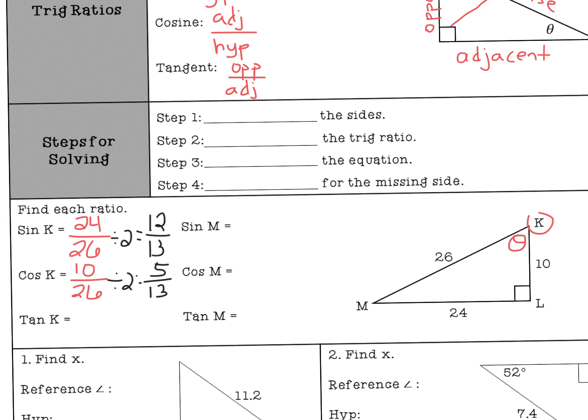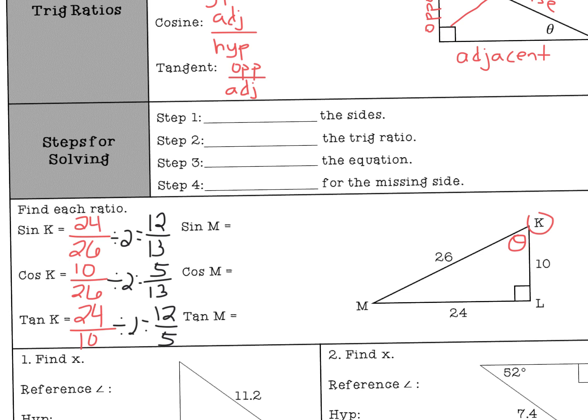Last one, tangent. What's the ratio for tangent? Yep. Remember, we're going from K. What's opposite of K? 24. And then what's adjacent to K? 10. Divide by 2. We reduce, divide by 2, we get what? 5 over 12. Careful, you flipped it. Yep, 12 over 5.